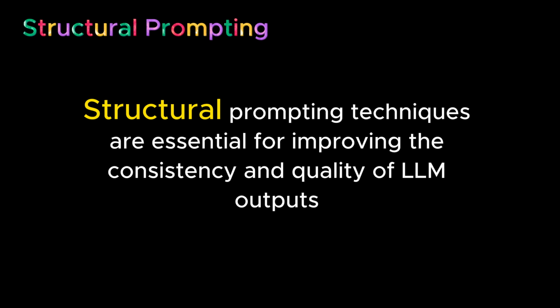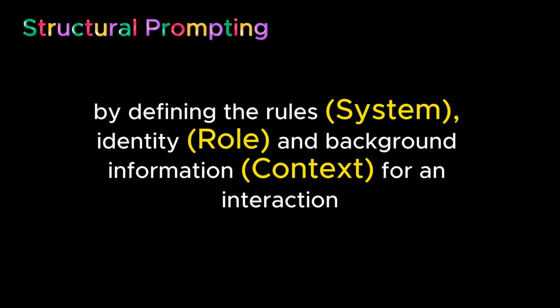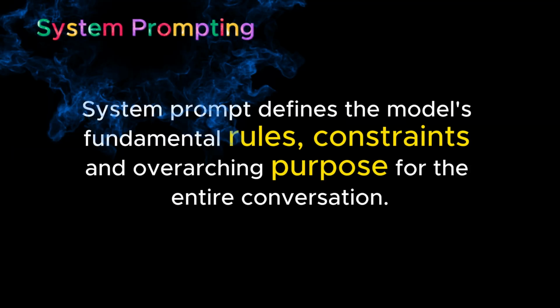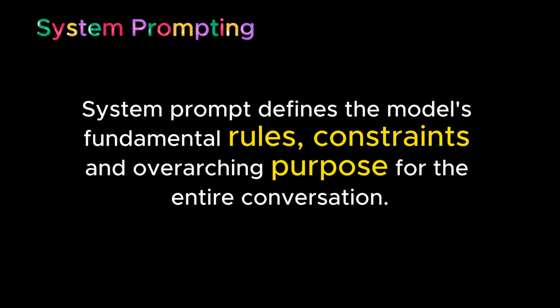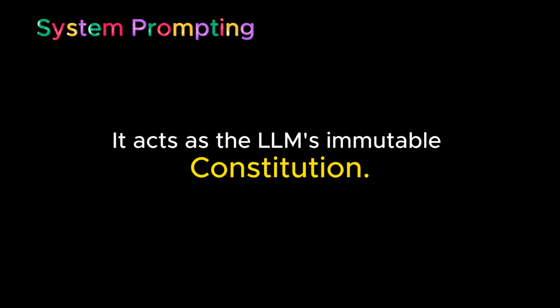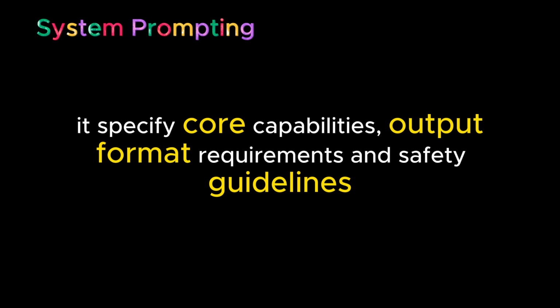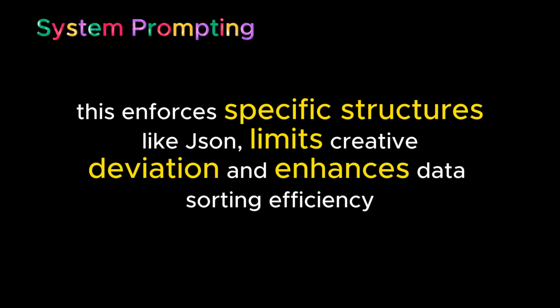Structural prompting techniques are essential for improving the consistency and quality of LLM outputs by defining the rules, identity, and background information context for an interaction. A system prompt defines the model's fundamental rules, constraints, and overarching purpose for the entire conversation. It acts as the LLM's immutable constitution. It specifies core capabilities, output format requirements, and safety guidelines. This enforces specific structures like JSON, limits creative deviation, and enhances data sorting efficiency.